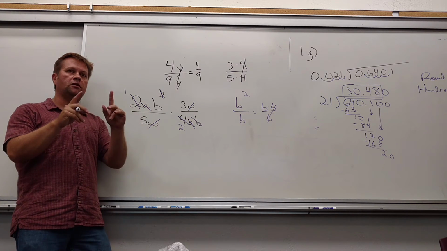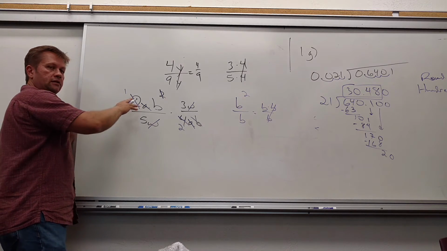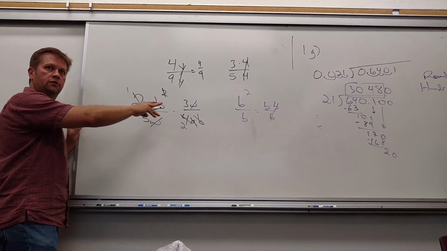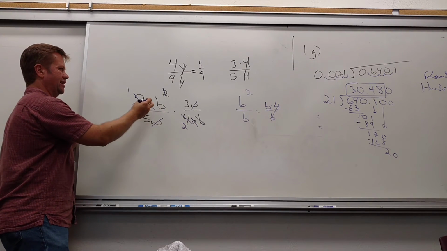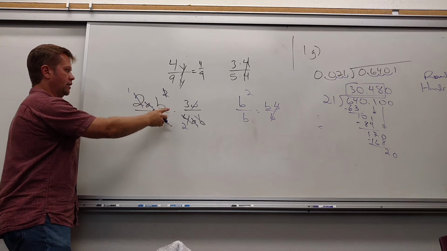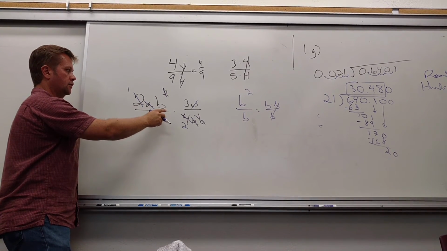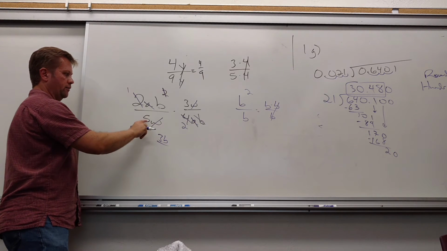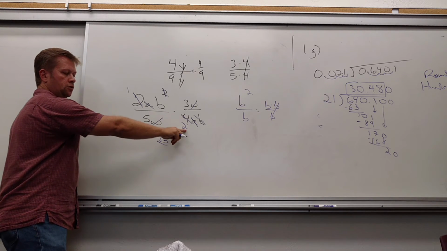So now the hardest part sometimes is seeing what's left alive. You don't want to leave anybody out there with the zombies. You want to bring everybody in. So who's left alive on the top? A 3 and a B. Who's left alive on the bottom? 5 times 2.